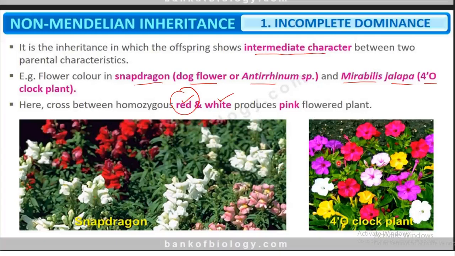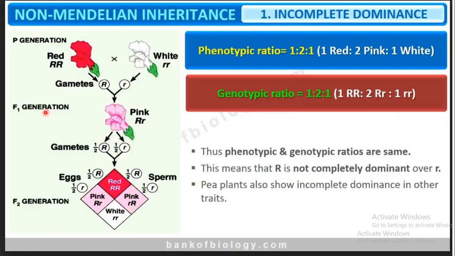The same thing is applicable for Mirabilis jalapa, the 4 o'clock plant. Snapdragon has one more common name, dog flower, and the scientific name is Antirrhinum species. Mirabilis jalapa is the scientific name and 4 o'clock plant is the common name. Up to now we have seen the F1 generation, right?